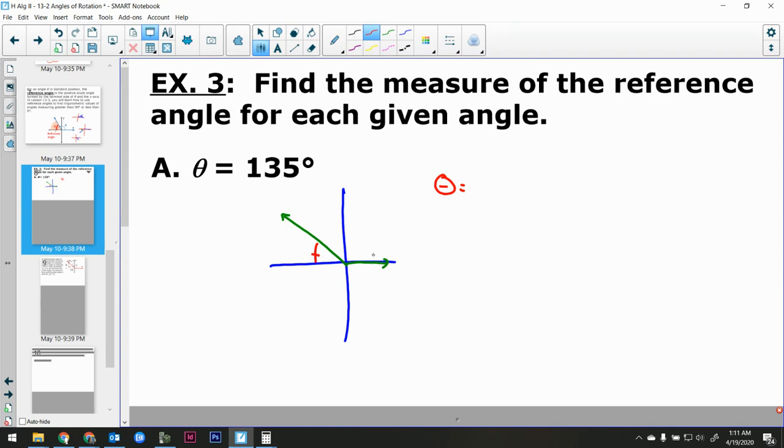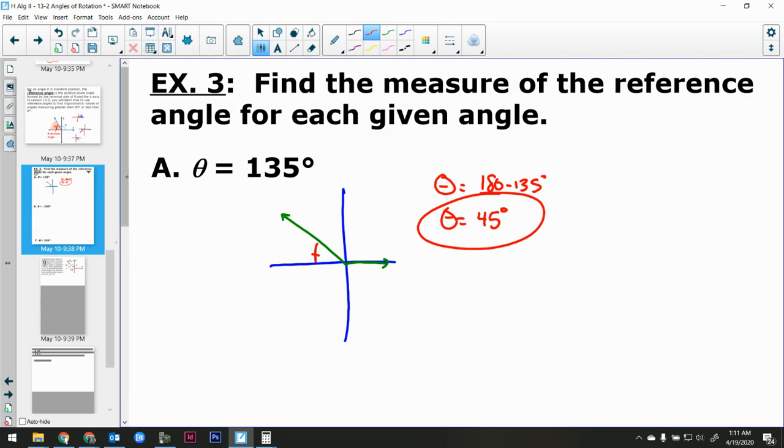If I went to a full 180, I've got to take away 135 to figure out what that angle measurement would be. You just have to use your geometry skills here. 180 degrees, take away 135, and give me my leftover angle. So theta is 180 minus 135, which is 45 degrees. So my reference angle would be 45 degrees. You'll see why we're calculating reference angles in section 13.3, I promise.